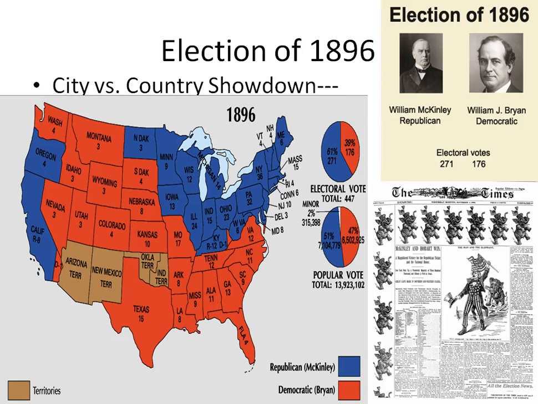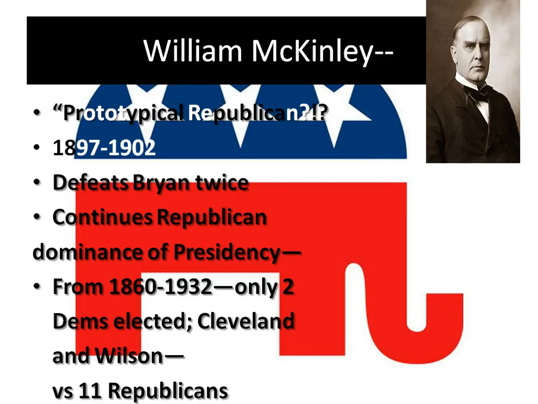So this leads us to William McKinley, who you could call the prototypical Republican, perhaps. He will serve from 1897 until he's assassinated in 1901. He will defeat Bryan both in 1896 and then defeat him again in 1900. And this continues the dominance of the Republicans in the presidency from 1860 to actually 1932, when Franklin Roosevelt takes over. Only two Democrats are elected, Cleveland and Wilson, versus 11 Republicans.